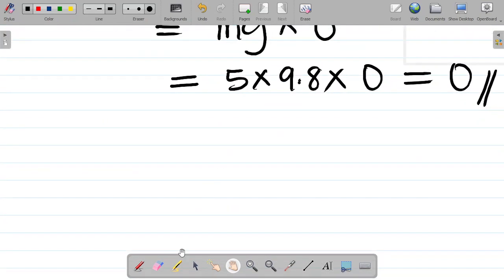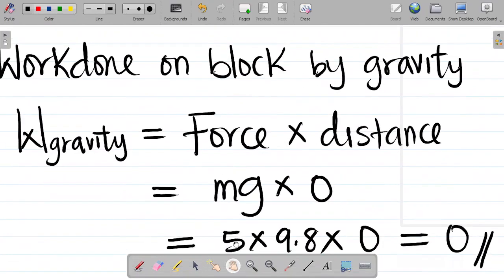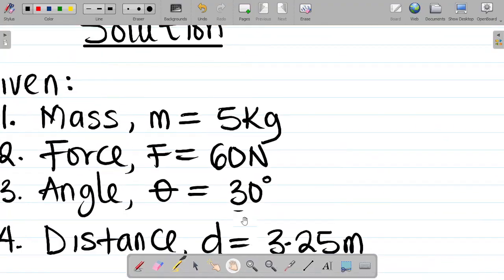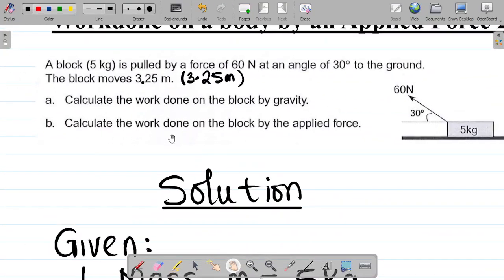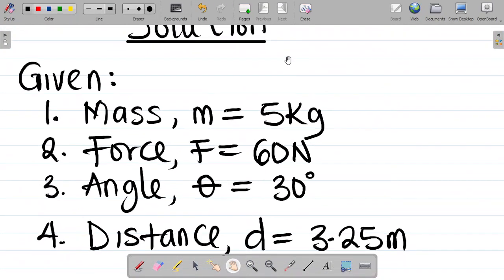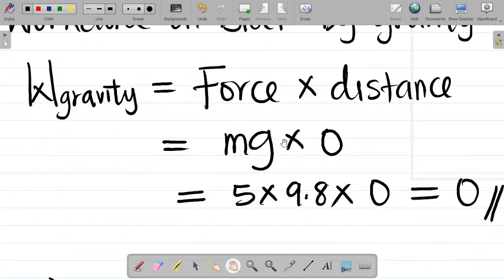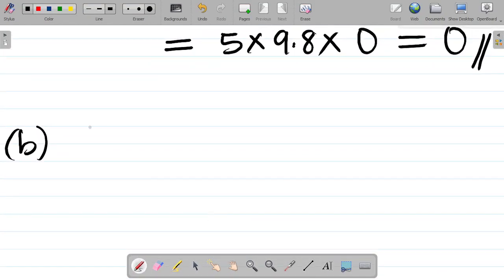Let's look at part B there. Part B said calculate the work done on the block by the applied force. So work done on block by applied force.